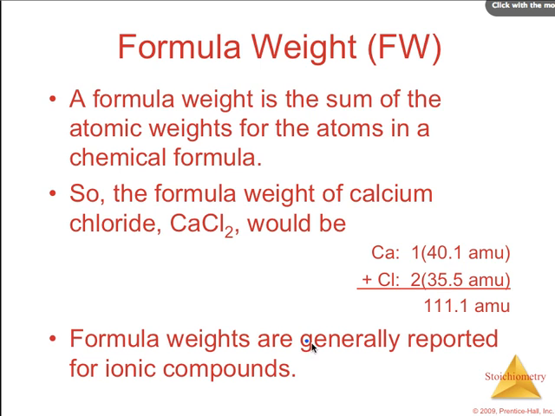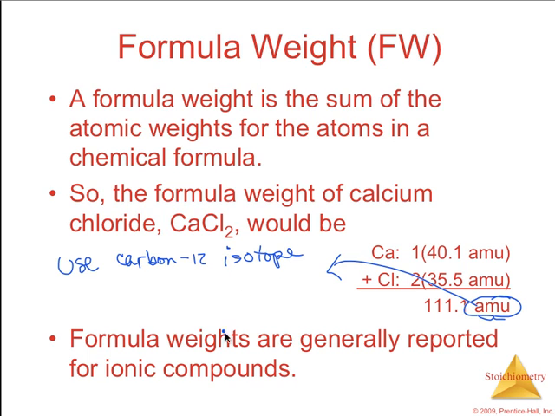Now, formula weights are generally reported for ionic compounds. It's in atomic mass units, which use the carbon-12 isotope as a reference. Okay. If you are looking for molar mass, it is the same number, but it is in grams per mole. Okay, so we're used to using molar mass because that's what we would be able to use in a lab. Atomic mass units are very, very small because it's basically the mass of 1 atom of calcium chloride.